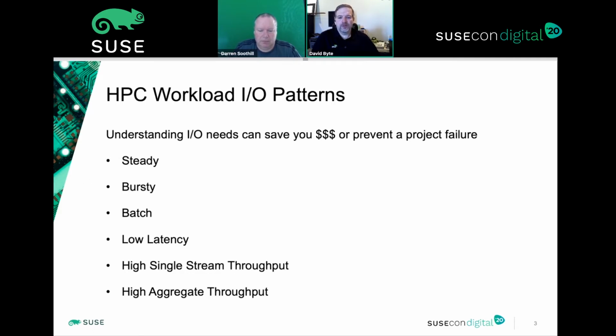Each workload and code that you have in the HPC environment can have a completely different I/O pattern. So as we look at the topics today, we're going to try to get out some of this information and help you understand how to adjust for that. So let's look at understanding the current workload.